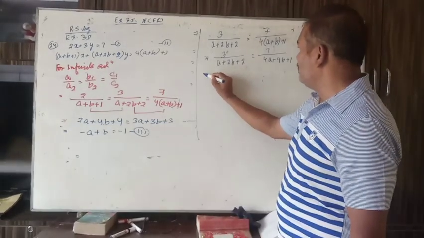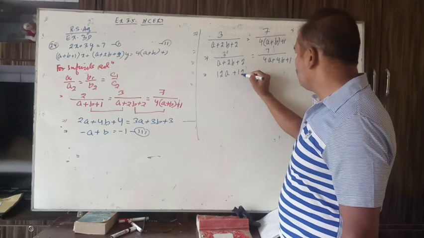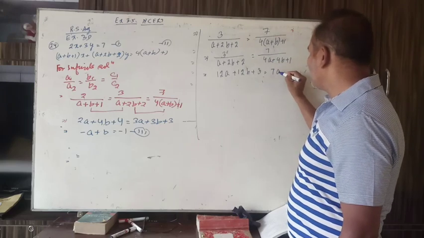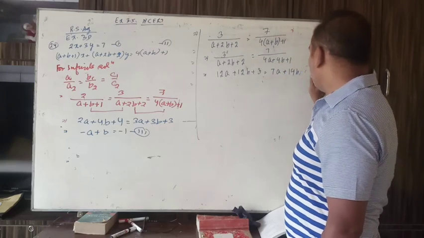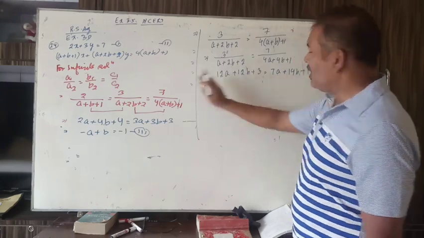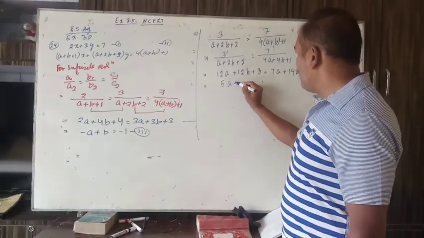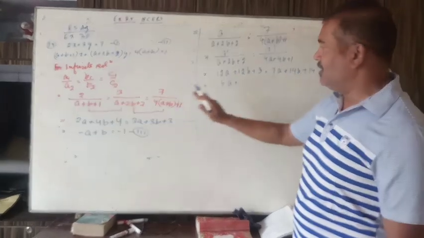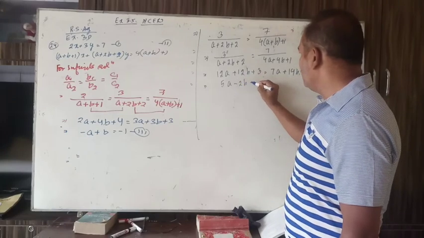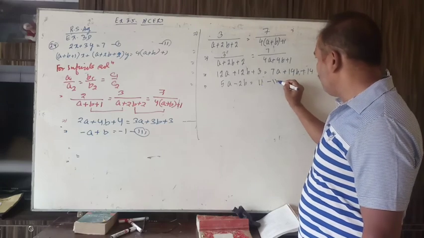Now we will do the cross multiplication. 3 times 4 is 12a, 3 times 4 is 12b, plus 3 times 1 is 3. 7 into a is 7a, 7 times 2 is 14b, and 7 times 2 is 14. Now 7a comes to the left hand side. Then what does it become? 12a minus 7a is equal to 5a. 14b comes to the left hand side, then 12b minus 14b is equal to minus 2b. 3 comes to this side, then 14 minus 3 is equal to 11. This is equation number 4.